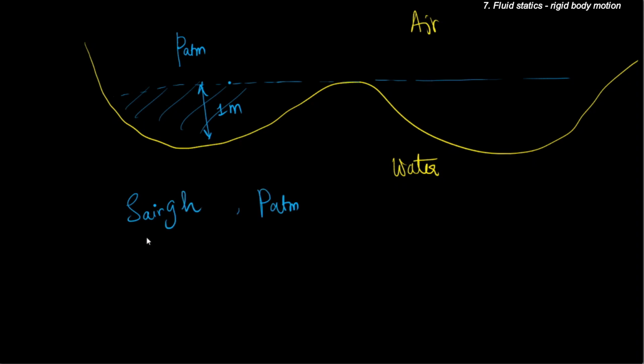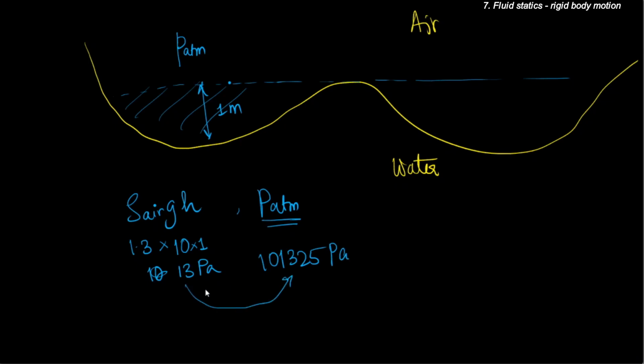Let us look at this. So what is rho air? 1.3 kg per meter cube. What is the pressure? Gravity is 10 and say the height is 1 meter. So this becomes a pressure of 13 Pascal, whereas P atmosphere is 101,325 Pascal. So it is just a very small fraction of the atmospheric pressure.